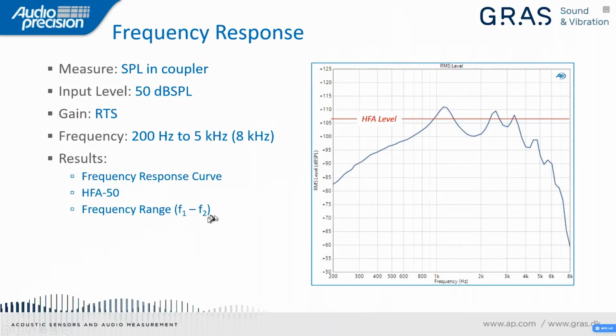We want the HFA, the high frequency average, and we want the frequency range. Now, to compute the frequency range, we draw a horizontal line at the HFA level of this curve. We draw a parallel line at 20 dB lower than the curve, and we find the points F1 and F2 that intersect the curve at that line. That is the frequency range of the hearing aid specified, F1 to F2.